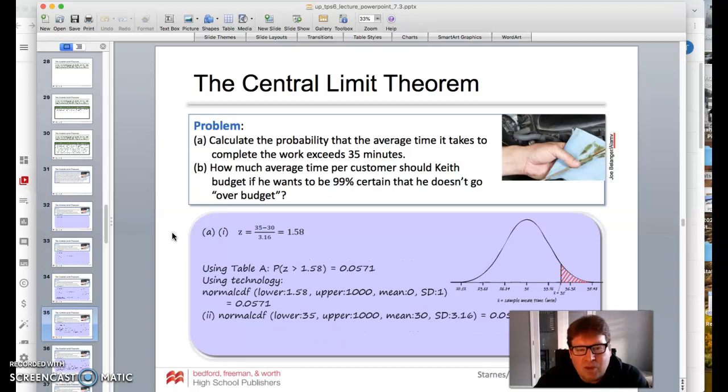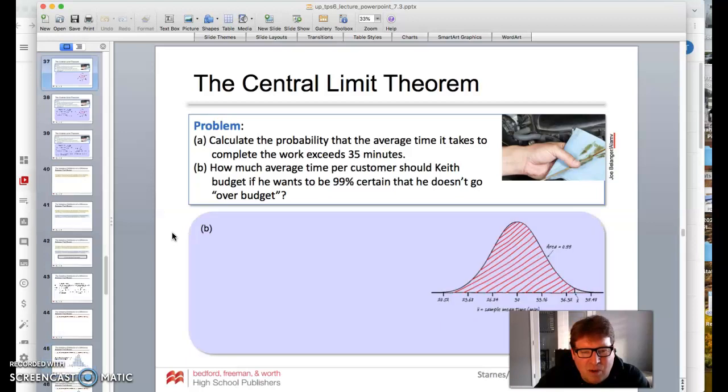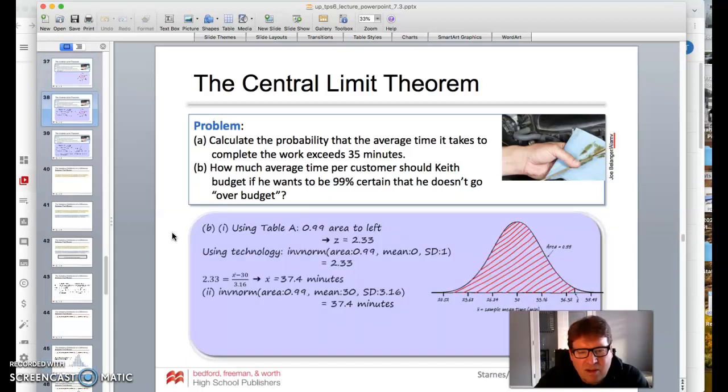All right, so we take 35 minus the mean of 30, divided by our standard deviation of 3.16. That's 1.58. So anything more than 1.58 is going to be 0.0571. Using that table, take 1 minus that percentage, or you can use technology, of course. So what we're saying is there's only a 5.71% probability. Well, we get 5.68 if we do that, depending on how you round it. I'll say 5.71% probability that Keith hasn't budgeted enough time to complete the work. So I think we're probably okay there. We're looking at that area and saying, yeah, we're okay.